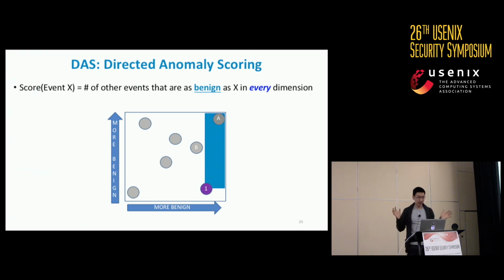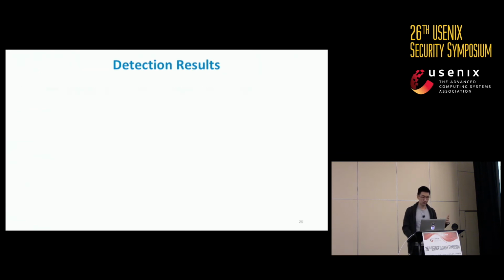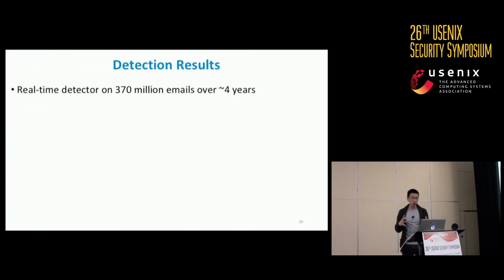Okay? And so that's DAS. That's DAS scoring at a high level. It's super simple. And so let's see what that produces. I don't really have time in the talk to go over our real-time detector architecture, but basically we have these two key elements. We have our DAS technique. We have the features we extracted that we input into DAS. We have some system tricks and glue to make that a real-time detector.